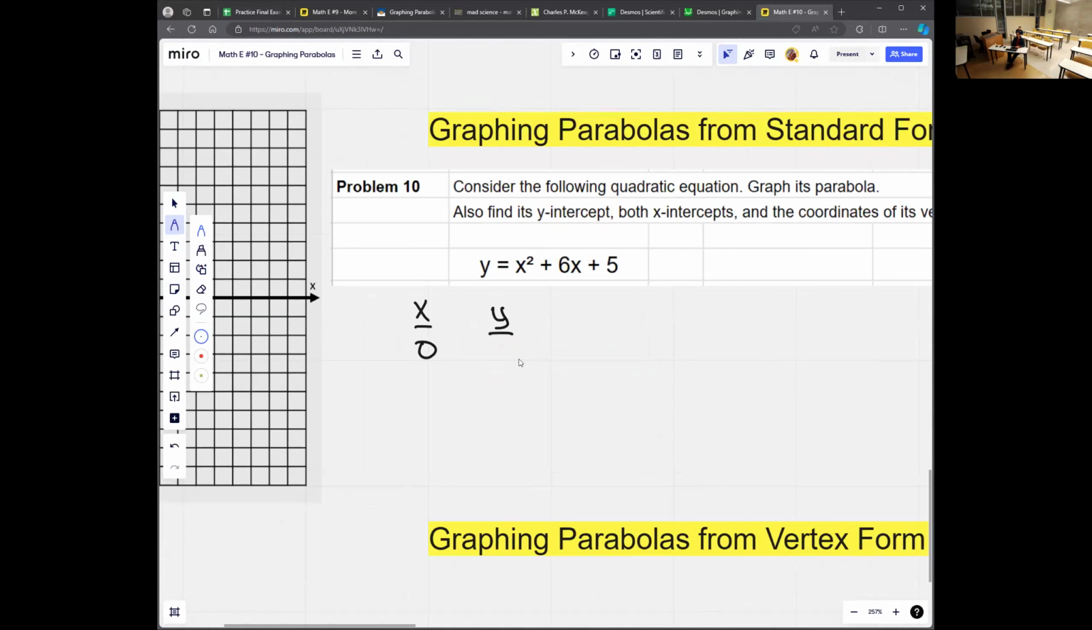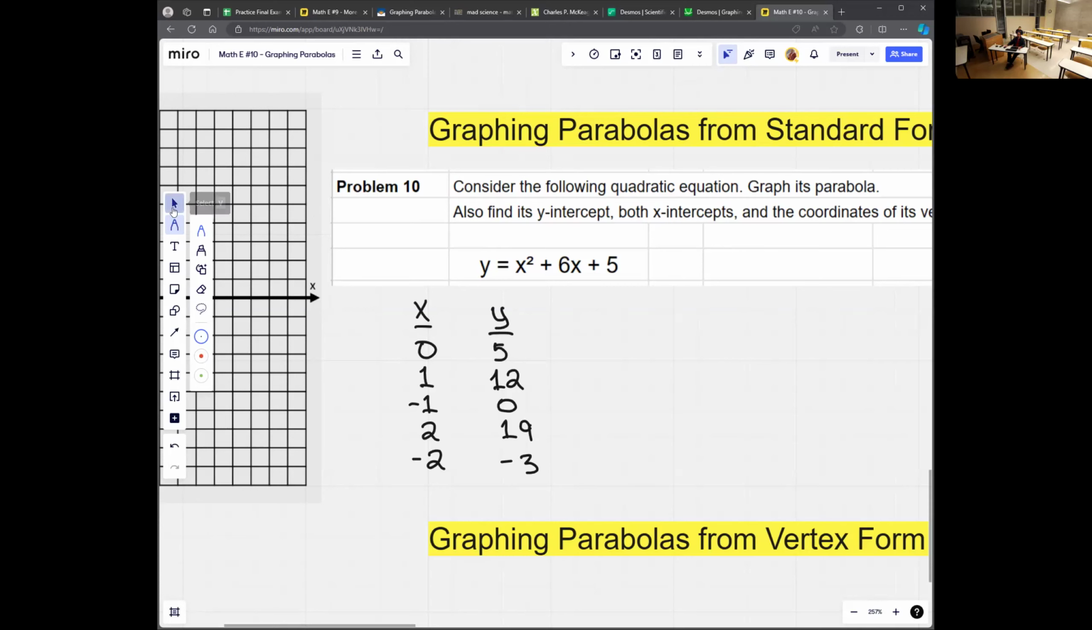If we plug in 0, well, that term goes away, that term goes away, and we get 5. If we put 1, 1 plus 6 plus 5, 12. If we put in -1, -1 times -1 is +1. -6 brings us down to -5, +5 brings us back up to 0. What if I put in 2? 2 times 2 is 4, +6 is 10. No, +12 is 14, +5 is 19. And if I put in -2, that's -2 times -2 is +4. -12 brings me down to -8, +5 is -3.